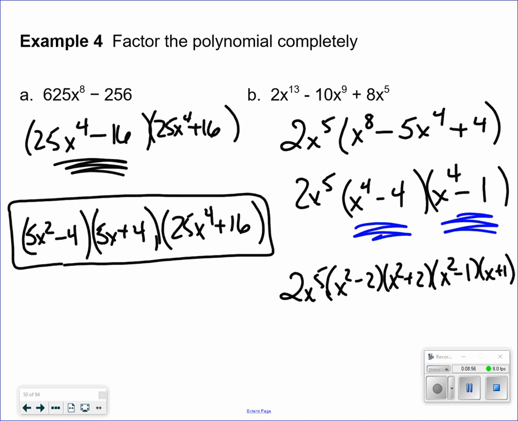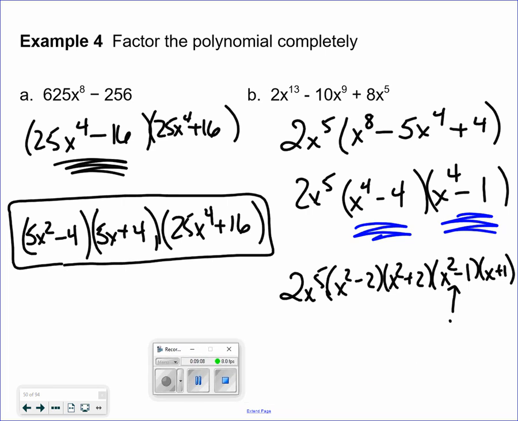And hold on a second, there is one more that is a difference of perfect squares. I'm trying to move this out of the way and it's not letting me. There it goes. So now there's one more.